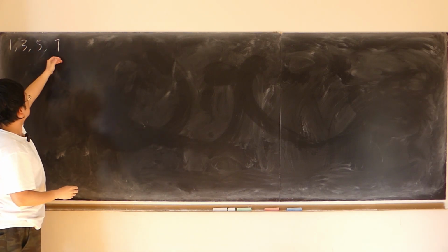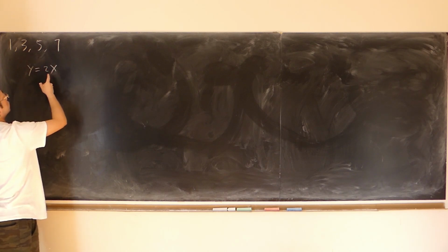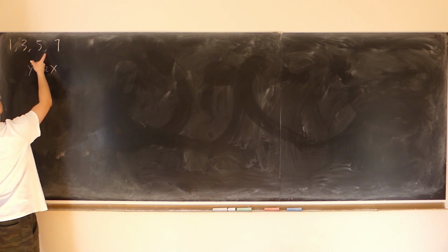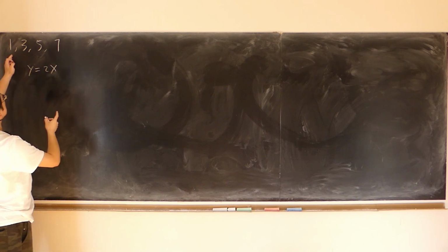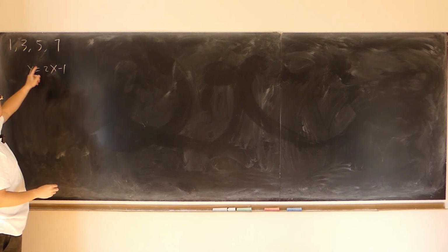The reason we say it's 7 is because we can construct a linear equation, 2x minus 1, because each number differs by 2. Right? First number 1, second number 3. So x is equal to 1, y is equal to 1.